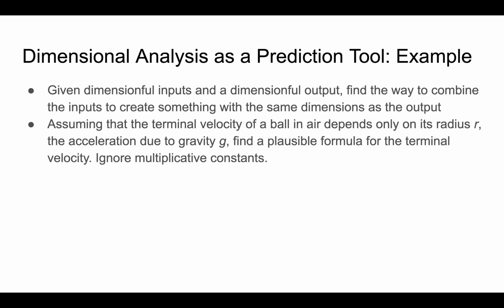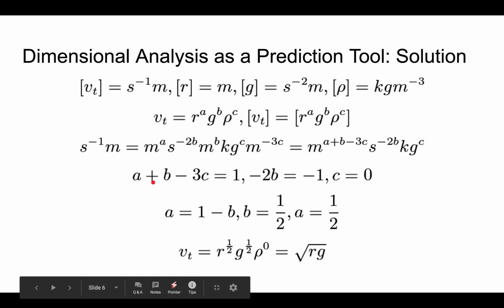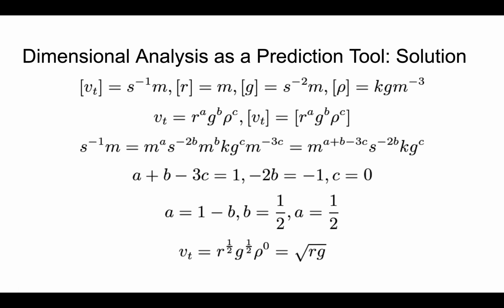So here's our example. Assuming that the terminal velocity of a ball in air depends only on its radius r, the acceleration due to gravity g, and, oh, again the slides are messed up, but it should say the density of air rho. Find a plausible formula for the terminal velocity and ignore multiplicative constants. I will come back to this last bit at the end, the multiplicative constants. So here's our solution. It is rather involved, but I'm going to walk us through.